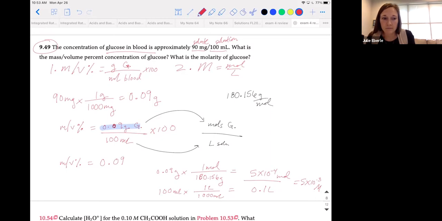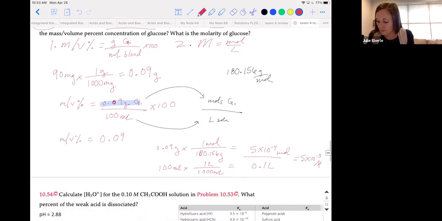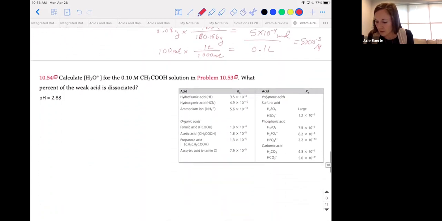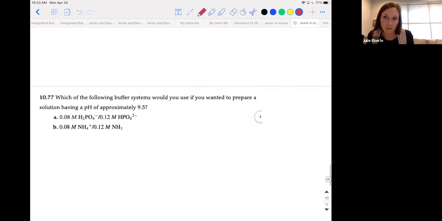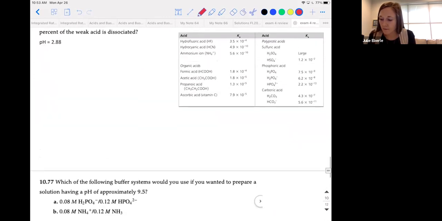All right. Here's some pH stuff. So we've got a pH problem and then a buffer problem. And then I'll do a functional group problem. So 3 more and then that's it.